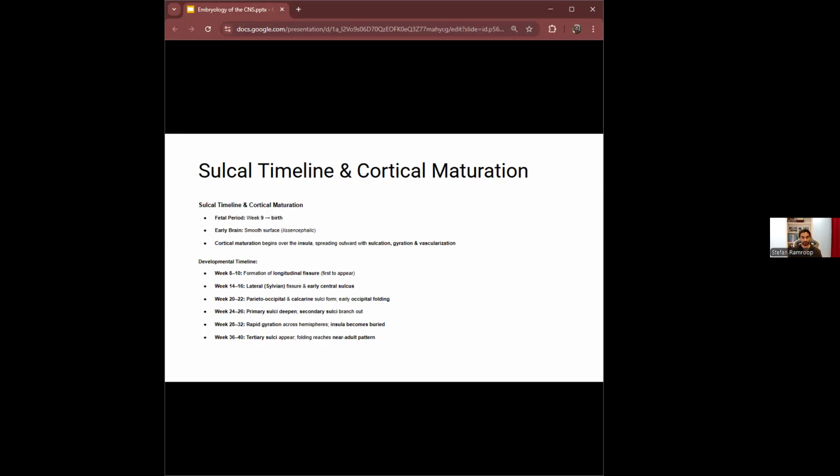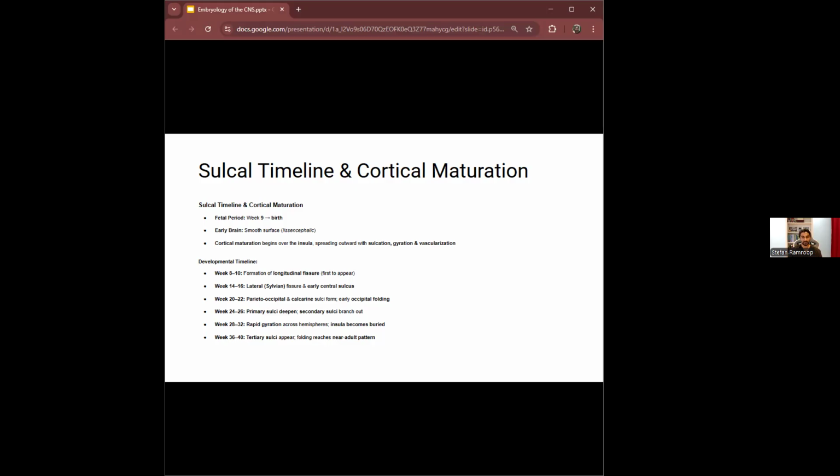By about weeks 8 to 10, the first visible landmarks will appear, the longitudinal fissure, which will divide your two hemispheres. By weeks 14 to 16, your lateral or sylvian fissure will form, followed closely by your early central sulcus. Weeks 20 to 22, the parieto-occipital and calcarine sulci appear, and we start to see early folding of the occipital lobe.